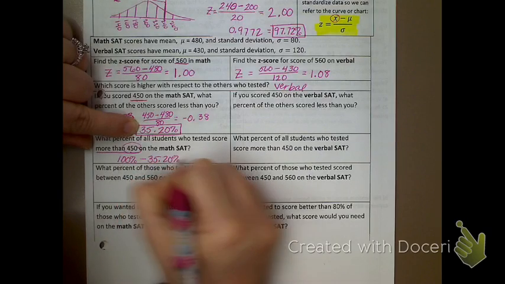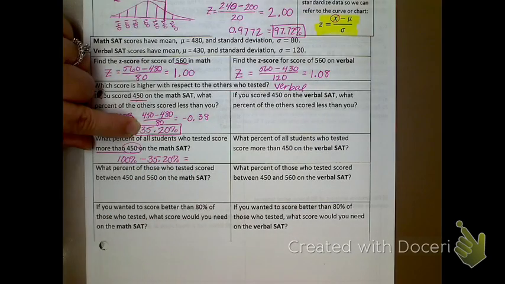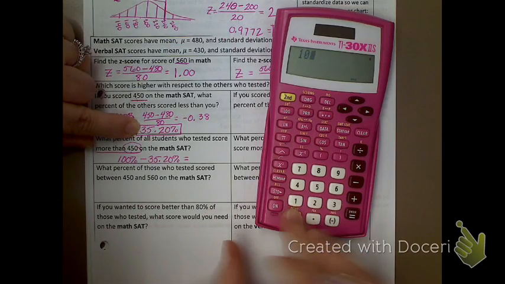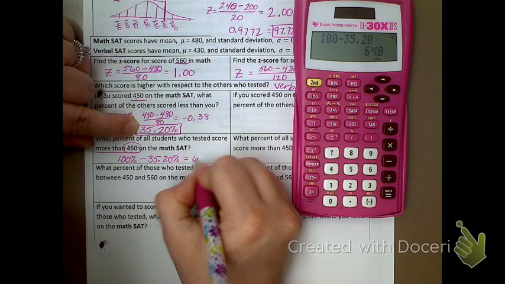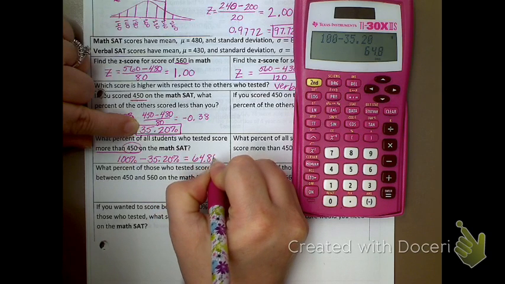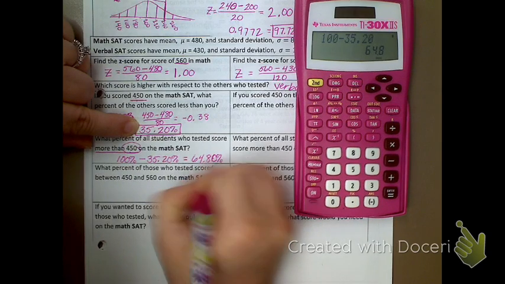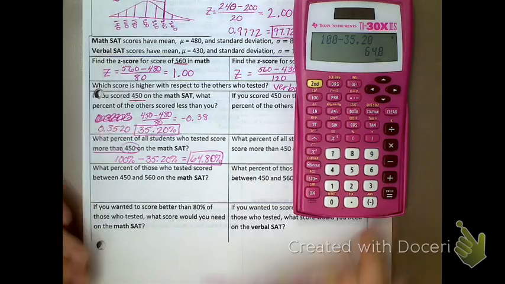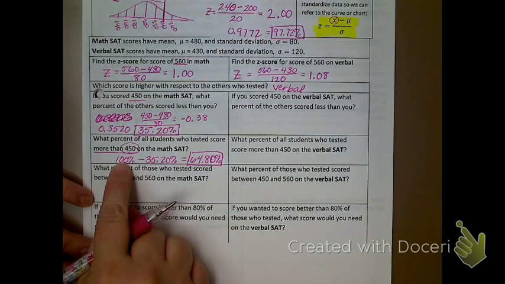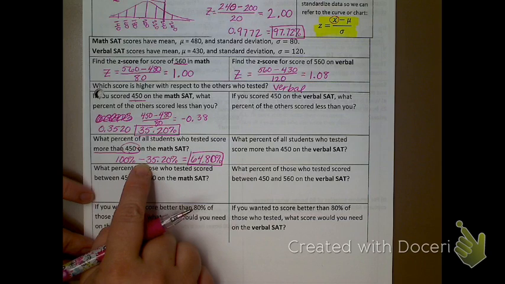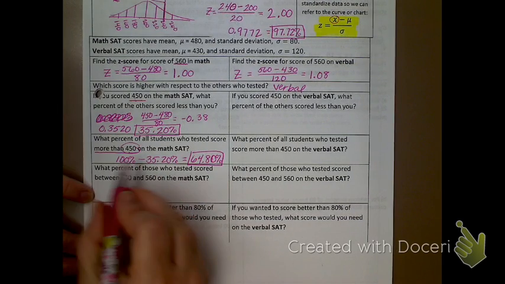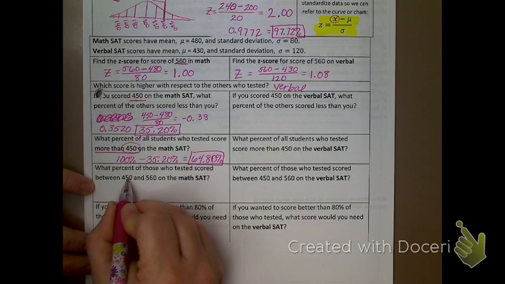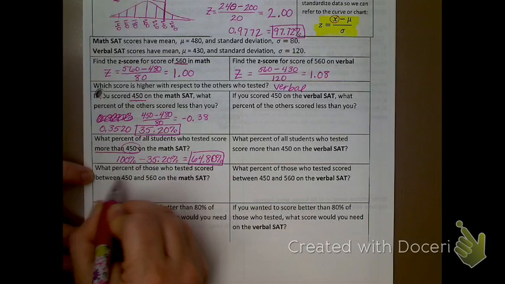35.20%, and that leaves me with 100 minus 35.20 gives me 64.80% scored higher than me. So if I need to know higher, I have to subtract the one that I got from my Z-score table from 100.